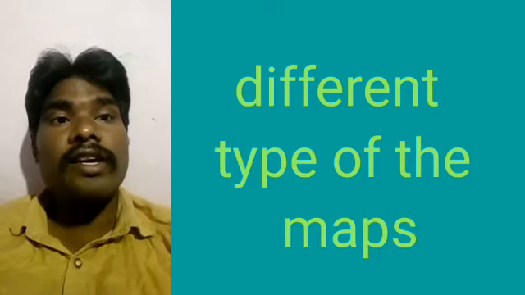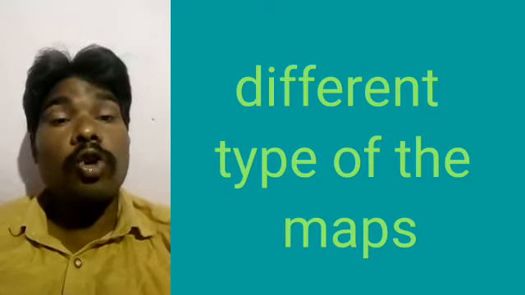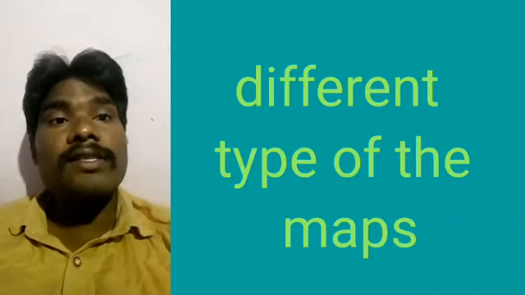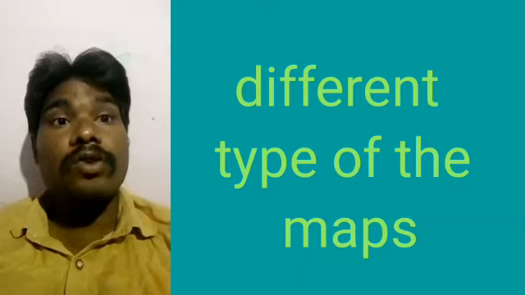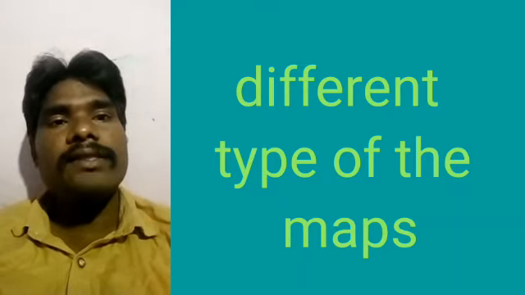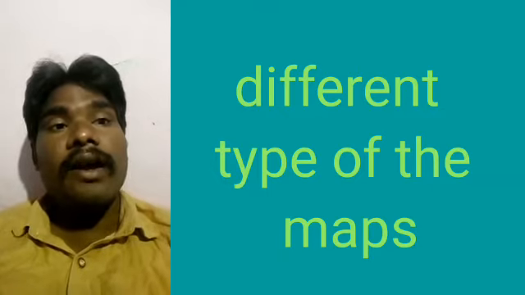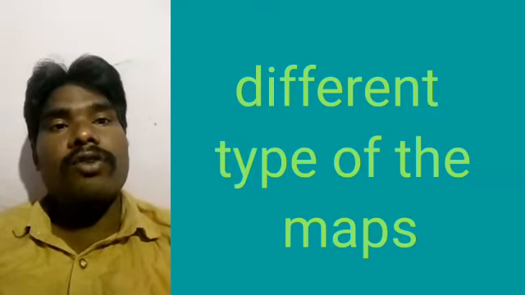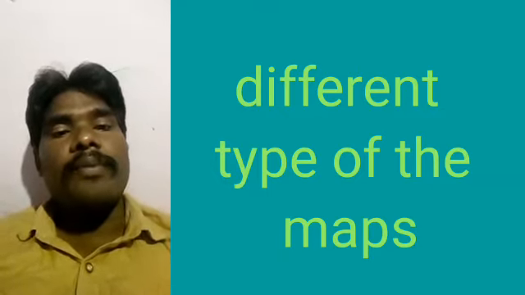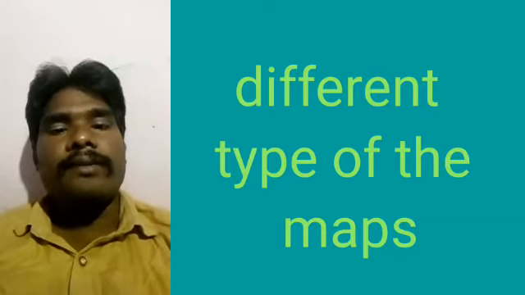Not only that, student, maps show roads, railways, and airline routes. A map is showing railways, roadways, and airline routes also. Through the map you may know, student.